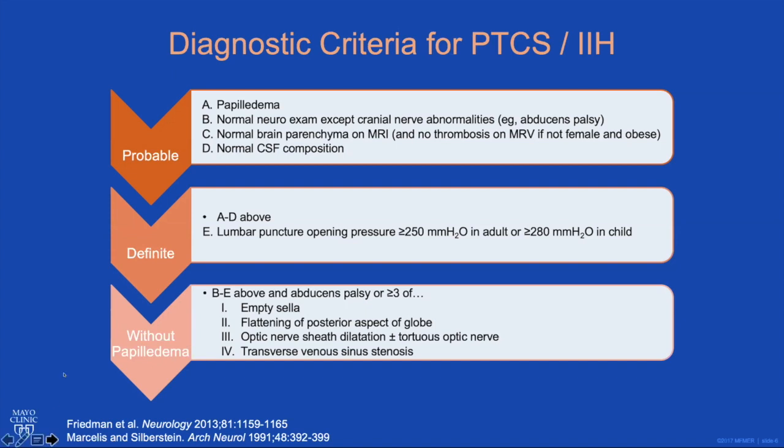So the criteria that we use for diagnosing people with IIH and considering them for stenting are the criteria that were published by Friedman in Neurology in 2013, and it includes the presence of papilledema, normal neurological exam except for maybe an abducens palsy, normal brain parenchyma on MRI, normal CSF composition, and elevated opening pressure. Very rarely we come across patients who don't have papilledema, but have imaging findings of IIH in addition to elevated opening pressure and some symptoms like tinnitus and headache.